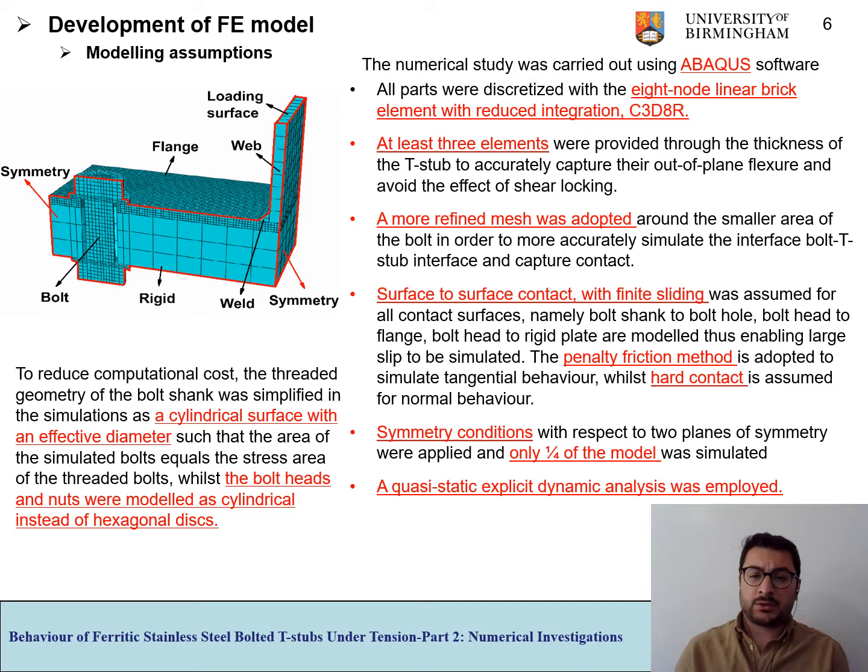Surface-to-surface contact with finite sliding was assumed for all contact surfaces, namely bolt shank to bolt hole and so on. The penalty friction method is adopted to simulate the tangential behavior, whilst hard contact is assumed for the normal behavior. Due to the symmetric conditions, only a quarter of the model was simulated, and a quasi-static explicit dynamic analysis was employed. For the bolts, a cylindrical surface with effective diameter has been used. Also, the bolt heads and nuts were modeled as cylindrical instead of hexagonal discs.